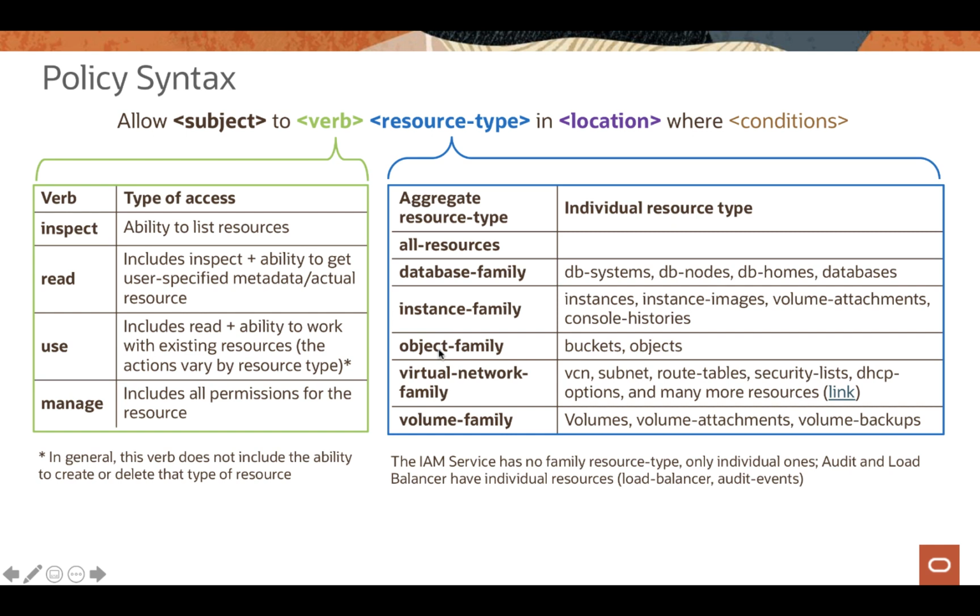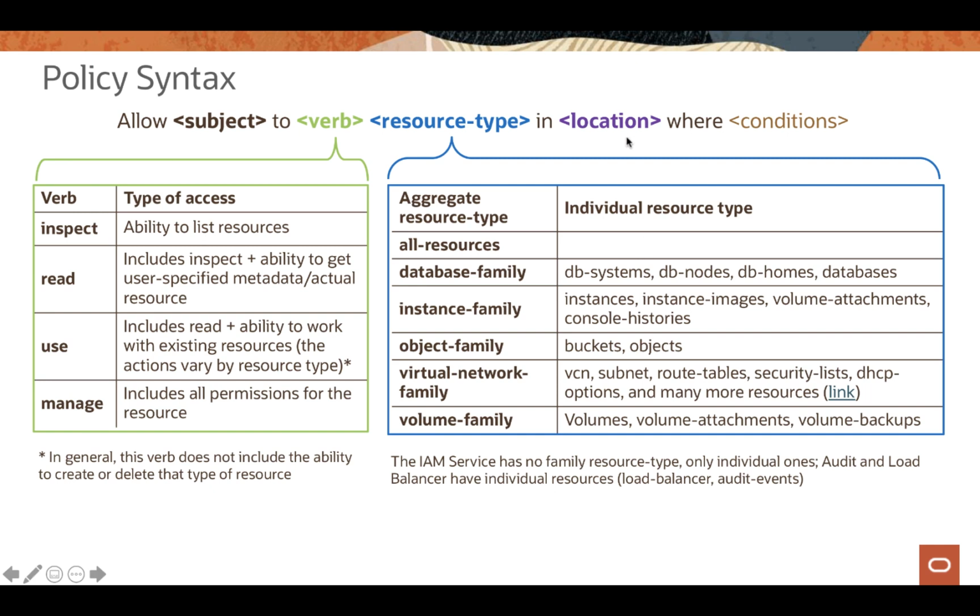These families club a variety of related components together. For example, the object family would include the resource types of buckets and objects. If you want to write a policy against object family, both these types of resources are included. This just makes it easier to write policies on related type of resources.